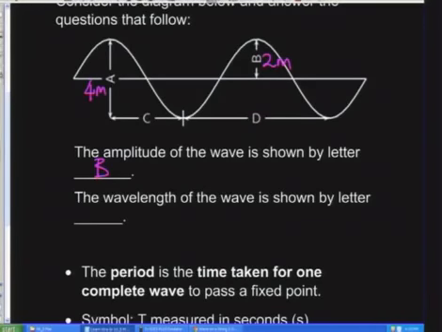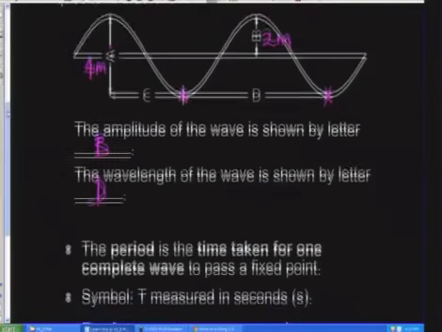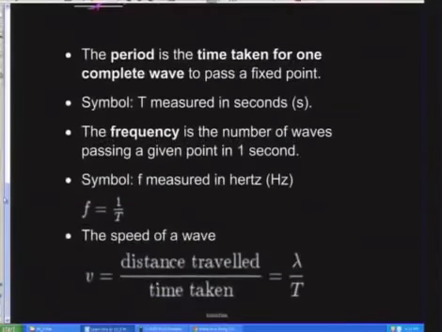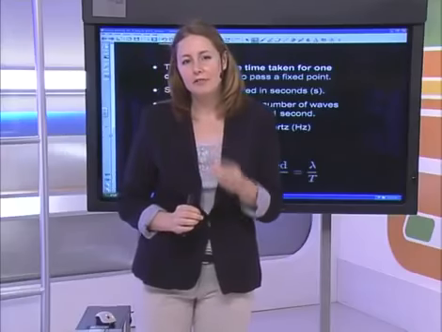The wavelength of a wave is shown by the letter. Well, it is the distance of one complete wave. So C, no, it can't be, but it can be from the trough down and up to the next trough. That would be D, the wavelength. Now we need to come across to a few more important terms, the period and the frequency.